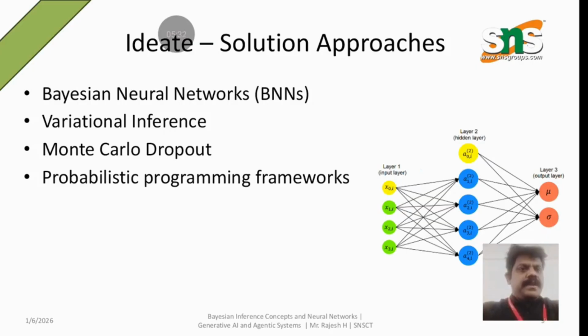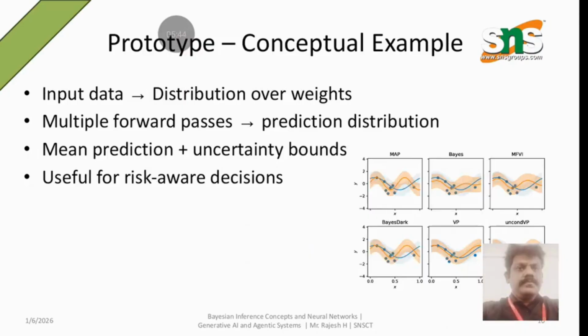Here it is given in three different colors: layer 1, layer 2 and layer 3. Layer 1 is always the input layer, layer 2 is the hidden layer where the weightage is provided, and finally layer 3 gives the output. And here in the prototype, we can have meaningful predictions with decision making possibilities and uncertainty findings. So this prediction is distributed over the weights.